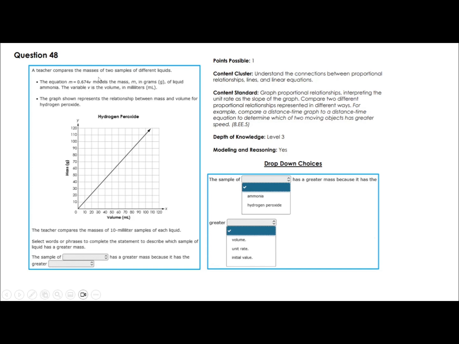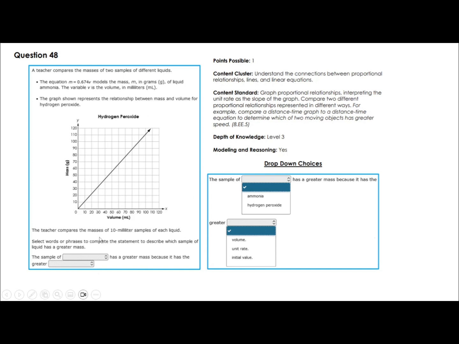A teacher compares the masses of 2 samples of different liquids. The equation M is equal to 0.674 V models the mass M in grams of liquid ammonia. The variable V is the volume in milliliters. The graph shown represents the relationship between mass and volume for hydrogen peroxide. Okay? I have to understand those things here.